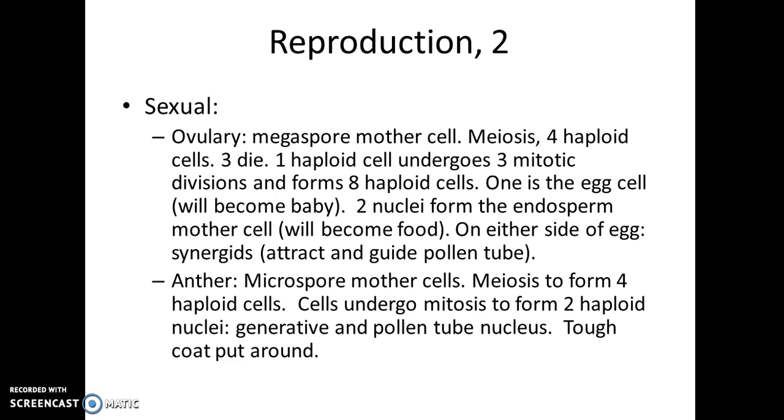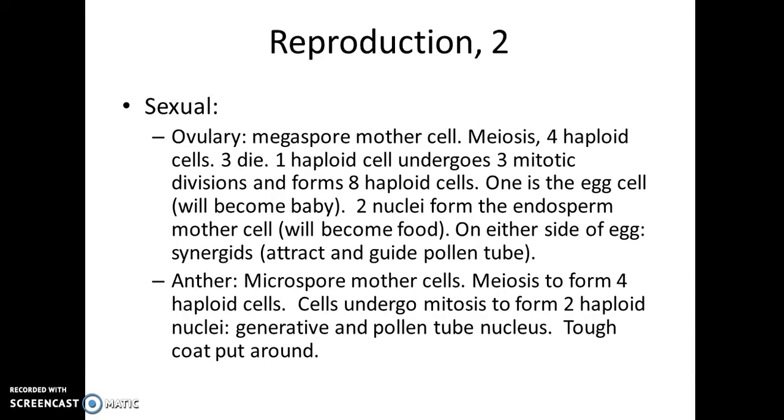Sexual reproduction: we need to talk both about the development of the egg as well as the development of the sperm. We're first going to focus on the egg because it's much more complicated than the development of the sperm. In the ovulary, you have something known as the megaspore mother cell. That goes through meiosis to produce 4 haploid cells, 3 die. Now this should sound familiar. This happens in pine trees too. One haploid cell undergoes 3 mitotic divisions. That's different. And you will form 8 haploid cells.